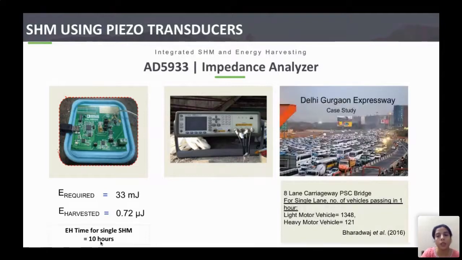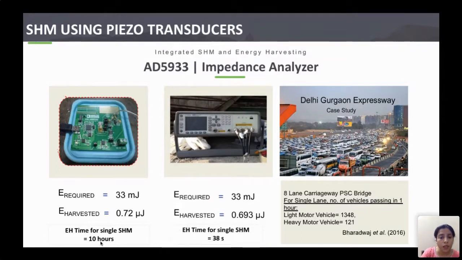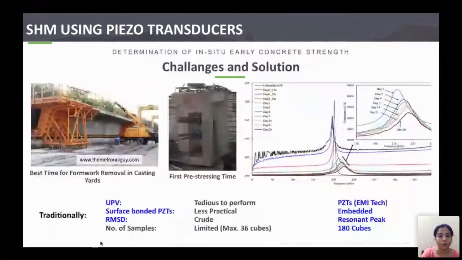However, if we consider the Delhi-Gurgaon expressway, on which almost 1348 vehicles are moving in 1 hour, the energy harvesting time will reduce from 10 hours to just 38 seconds. So if you attach these kinds of piezoelectric harvesting plates on busy traffic roads and expressways, the energy harvesting time will drastically reduce.